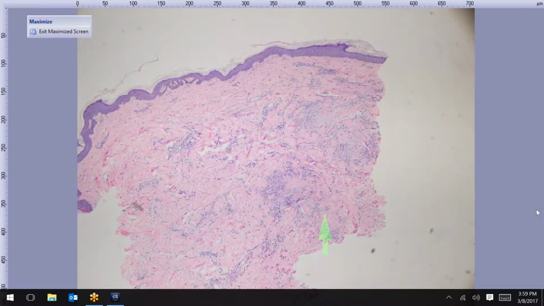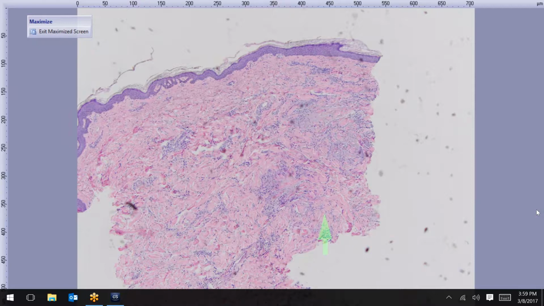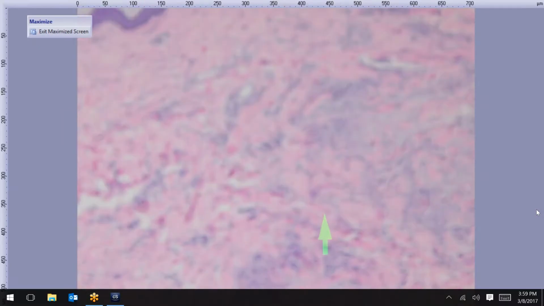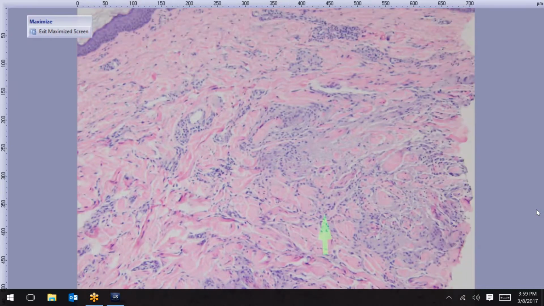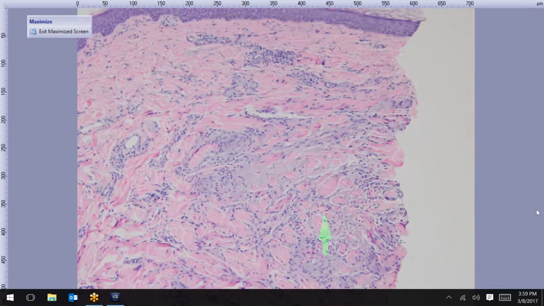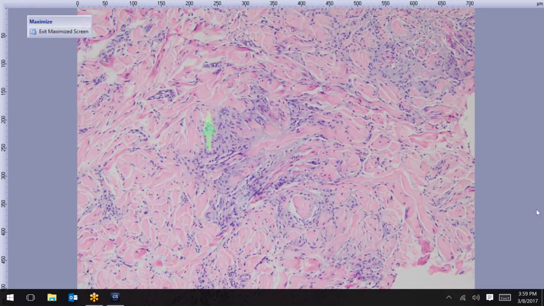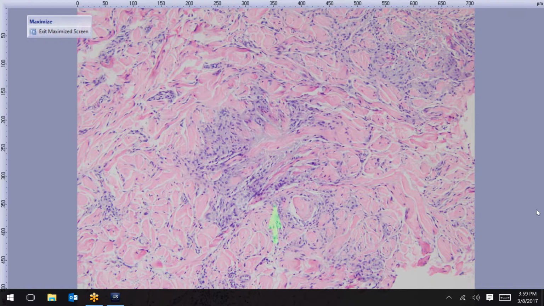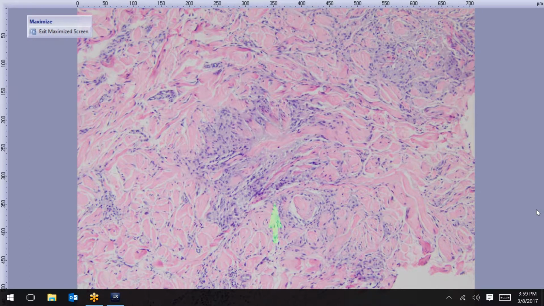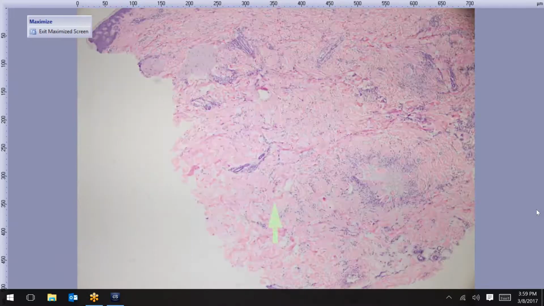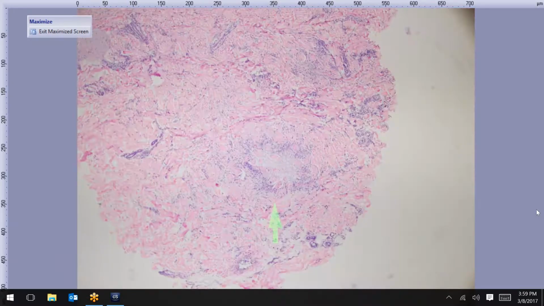All right, so a little tough to pick out at this power. We'll go to a little higher power. So we have these little aggregates of inflammatory cells in this area, and then another little aggregate right here. You guys are all welcome to speak or type in whatever your thoughts might be, even as we're going through it. And then right here. And that's right, yep, UIC.